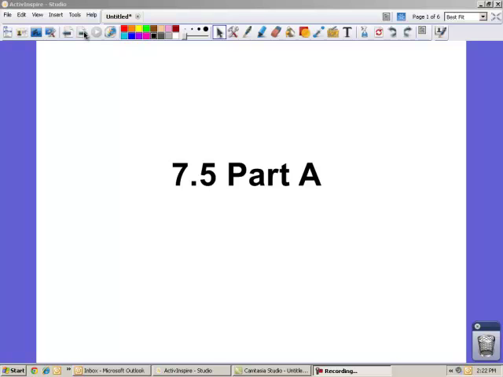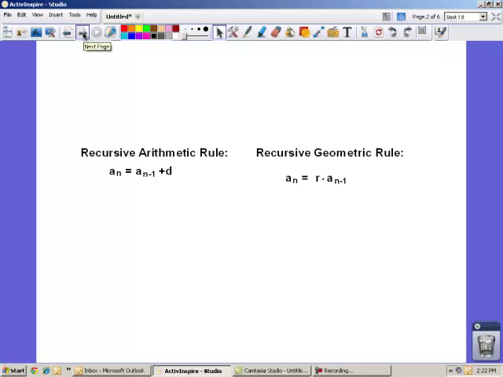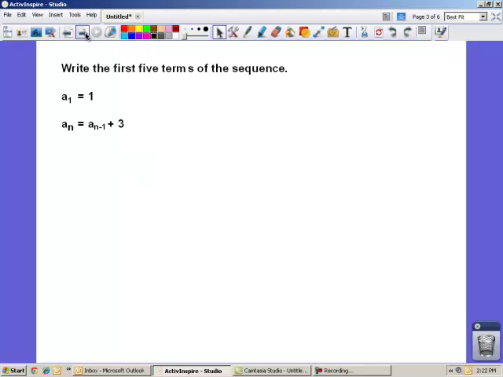7.5 Part A. Make sure that you write down the definition for a recursive rule. And there's two rules in recursive functions that we're going to have to know, the arithmetic one and the geometric. This is in your notes, so there's no need to write this down. We're going to write the first 5 terms of the sequence, and as you can tell, we're doing arithmetic here.